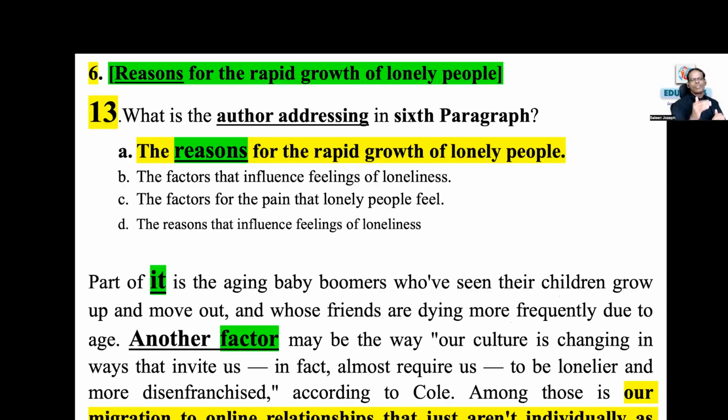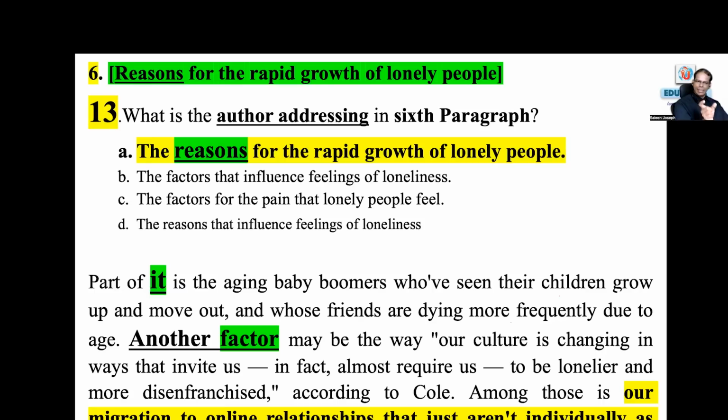I have made sequencing of every paragraph, which means every paragraph is connected. The introduction is connected to the whole text, all the paragraphs. So when you start this, part of it is the aging baby boomers. Part of it refers to something which was spoken of in the previous paragraph. Correct? Without having that sequencing, you will not be able to get the idea here.